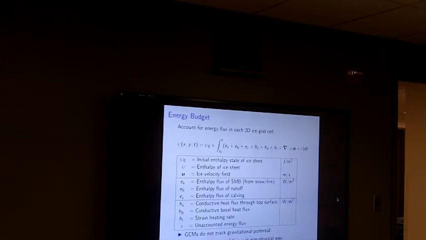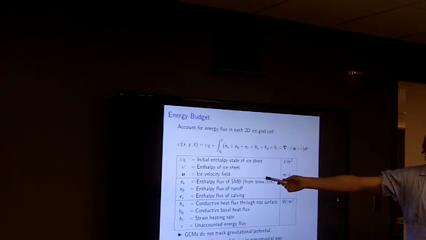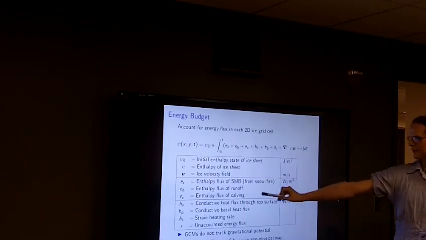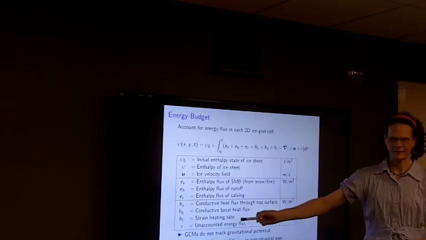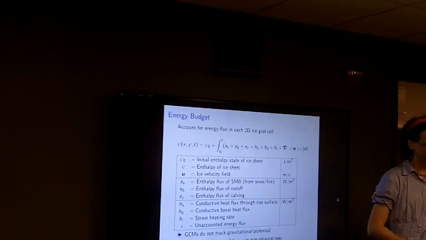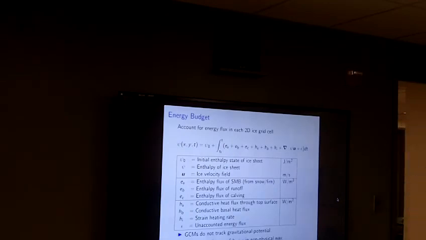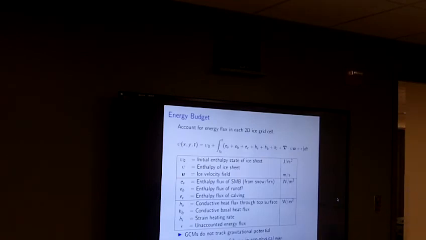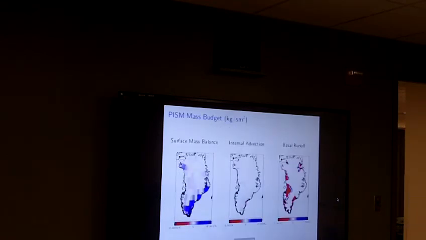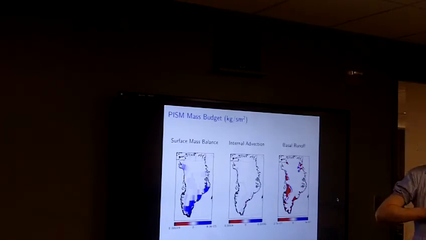So this is just a list of what's in that energy budget. There's mass moving around, and energy related to mass moving around I call enthalpy. There are heat fluxes at the bottom with the Earth, geothermal heat fluxes. There are heat fluxes with our Lynch-Stieglitz model. We're not tracking gravitational potential right now, but in the end we have to deal with that. So here are a few examples I had from PISM of my energy budget.